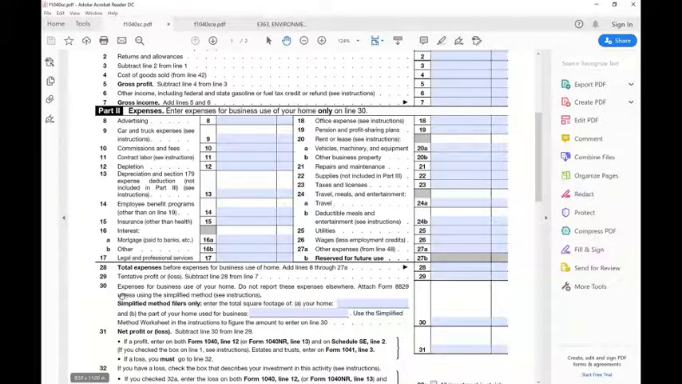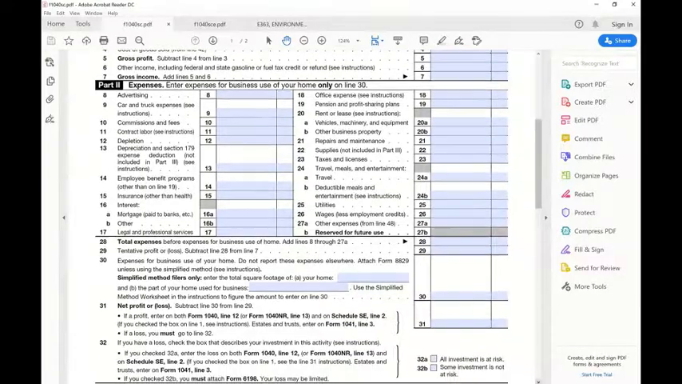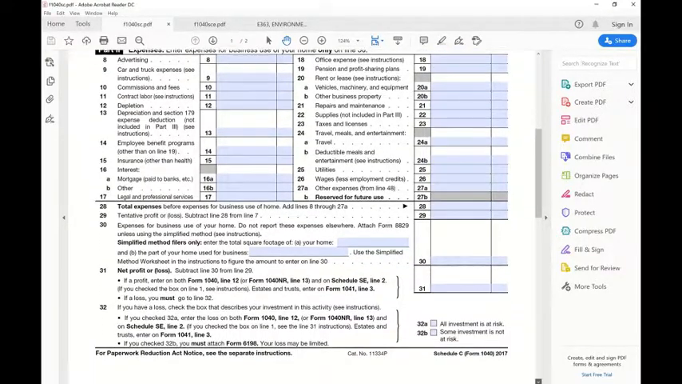And then we have other expenses here, which is mainly expenses for business use of your home. Which means that if the taxpayer uses their home as the address for the business, and then net profit or loss. Okay, so this is mainly similar to an income statement.